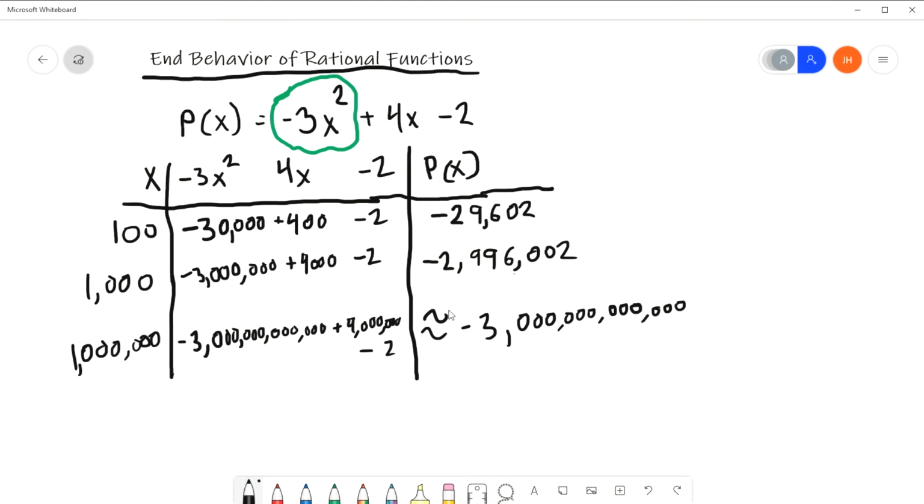In fact, I may as well claim that p of x is still equal to negative 3 trillion at the end of the day, even though I've got these other terms here. So what that means is when I'm looking at end behavior, as in what happens to this function as x goes towards infinity, I would recognize that this function is going to be entirely dependent on its leading term. And the leading term is negative and it's squared. Well, infinity being squared is still infinity.